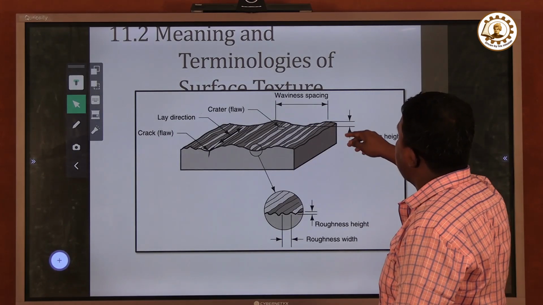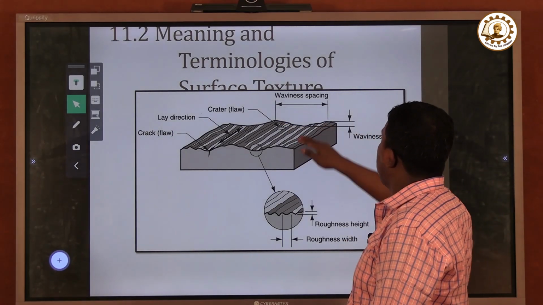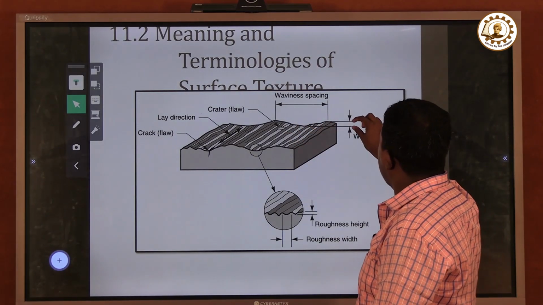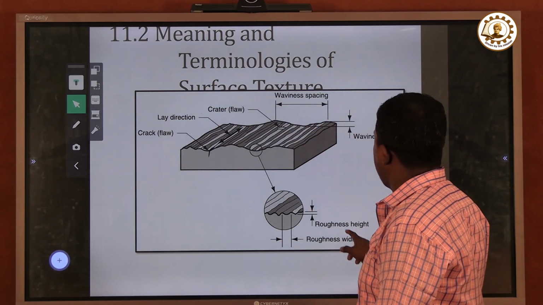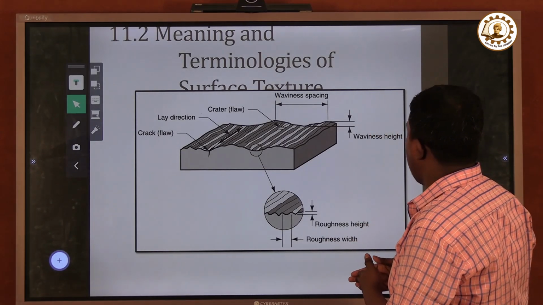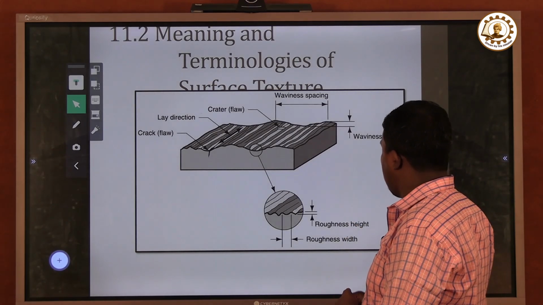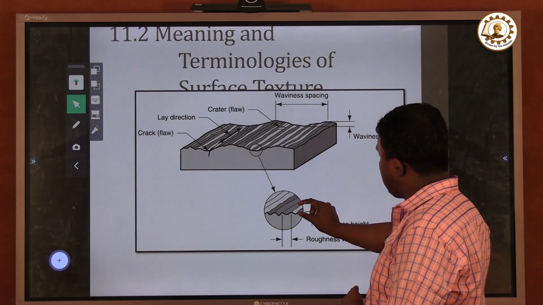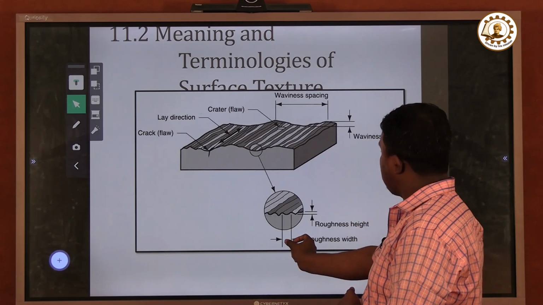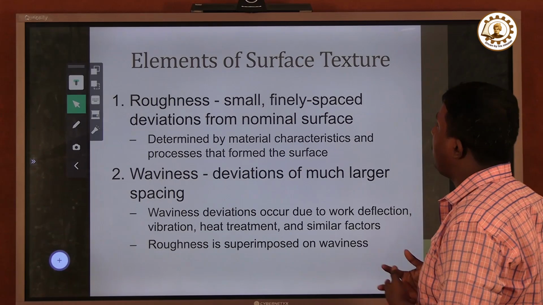When the wavelength is more, you will have this waviness, and this is the waviness spacing, and this is the waviness height. And when the wavelength of this rough pattern is very small, then you have the roughness. You can see, when it is magnified, this is the roughness height and this is the roughness width.